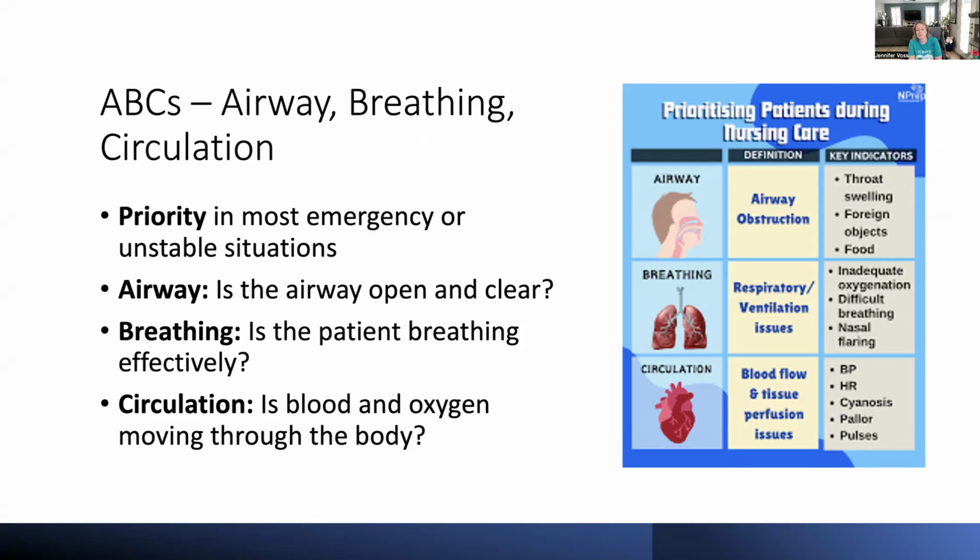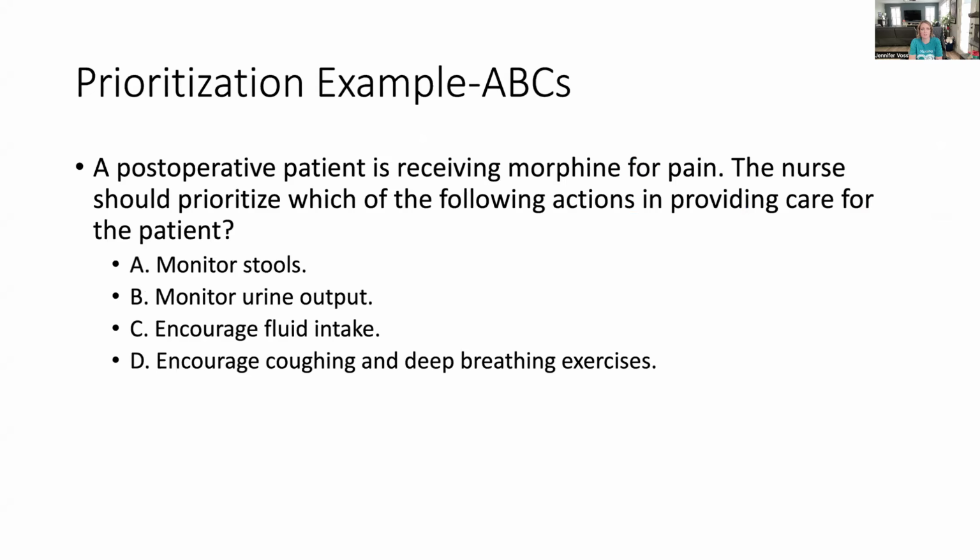And then because we hopefully have oxygen stores in our blood, and we still have a pulse, right? We still have oxygen and blood circulating the body. So that's why we have that order of airway, breathing, circulation. So let's look at an example of this question.